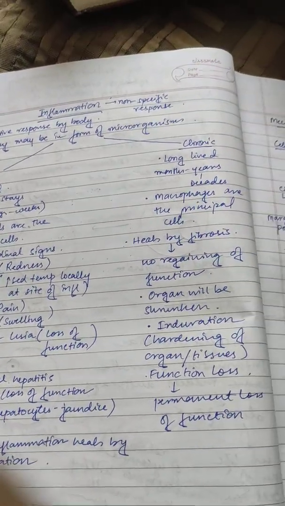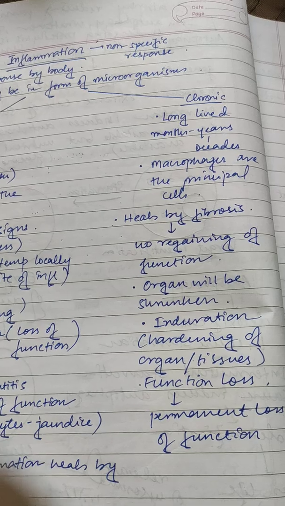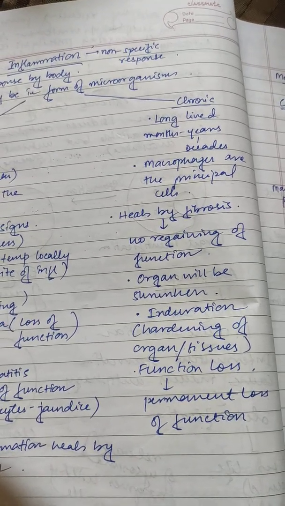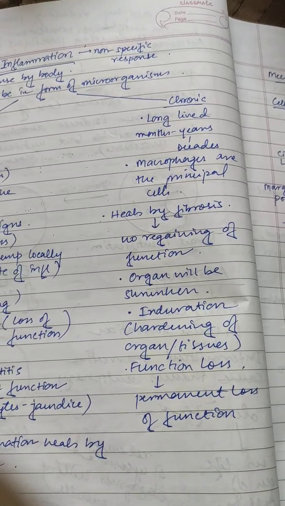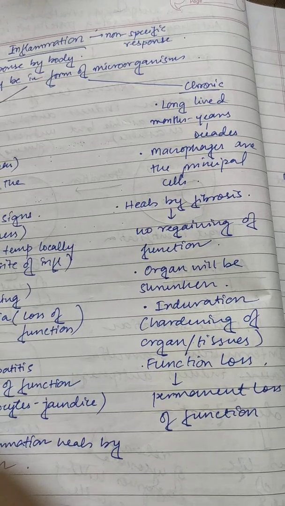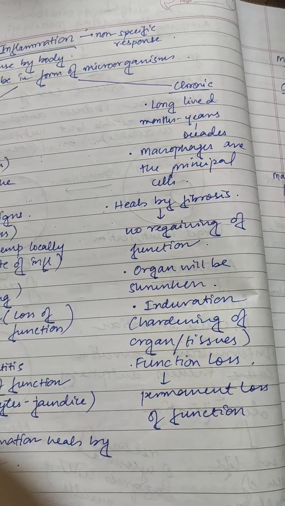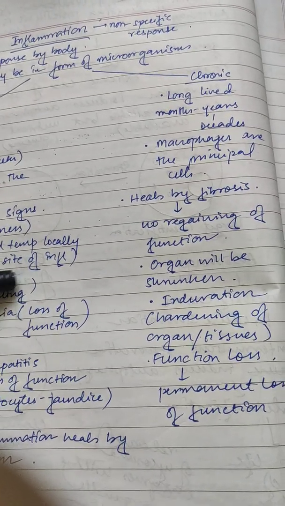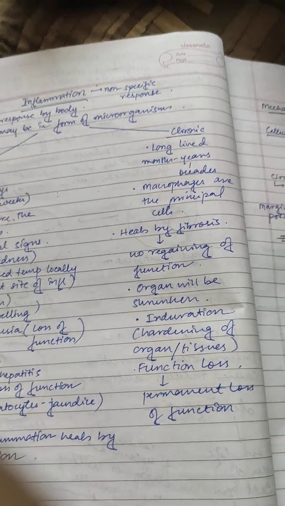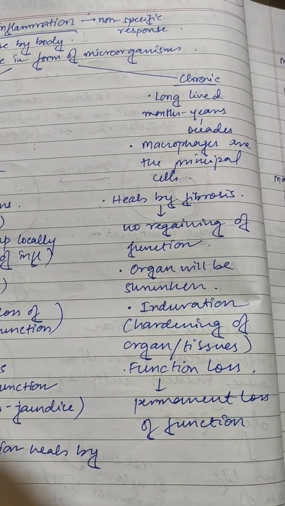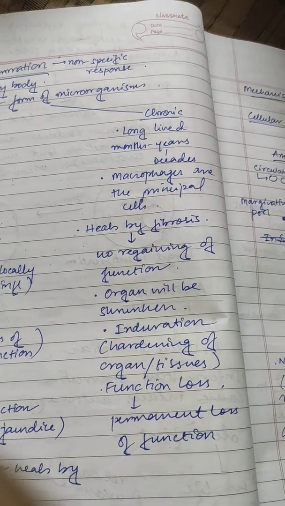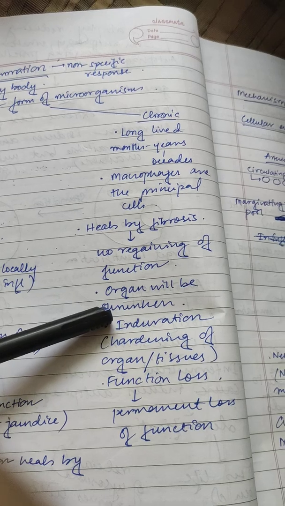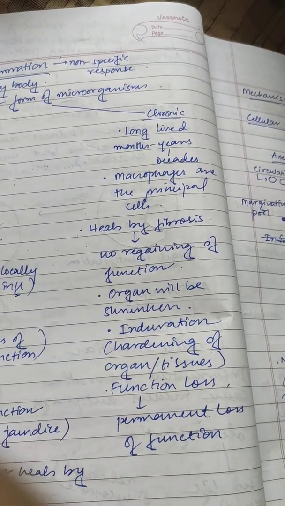Chronic inflammation gradually heals by fibrosis. There is no regaining of function in chronic inflammation, and the affected organ will definitely be shrunken. There is characteristic induration seen in chronic inflammation. Induration is basically the hardening of the affected organ or tissue.